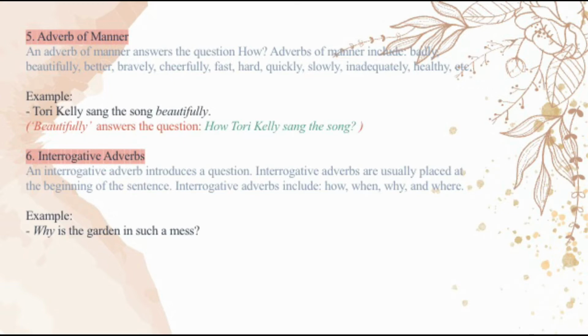And then type number 6 is interrogative adverbs. An interrogative adverb introduces a question. Interrogative adverbs are usually placed at the beginning of the sentence. Interrogative adverbs include how, when, why, and where. For example, why is the garden in such a mess?